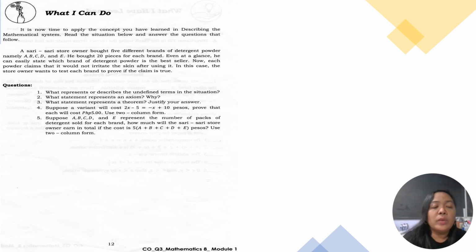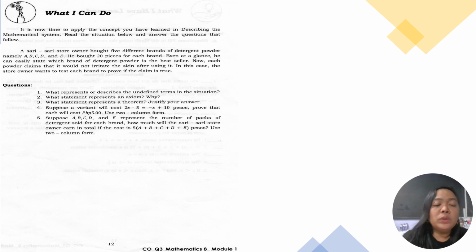Prove that each will cost 5 pesos. Use a 2-column form as a proof. Again, for number 4, you make a 2-column proof: one column for the statement, second column for the reason.